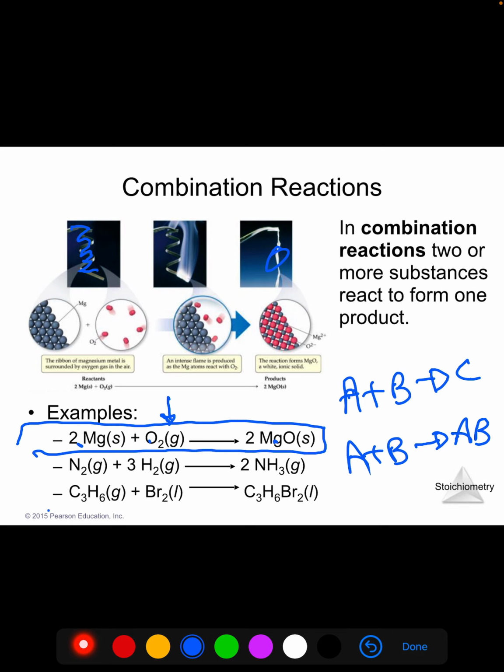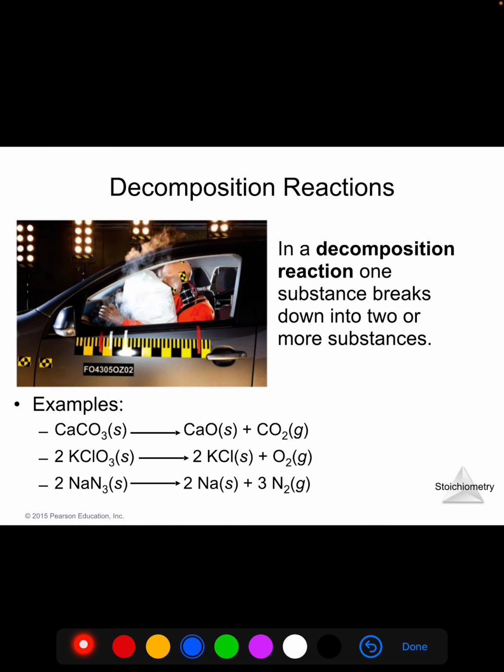Okay, but here in this other example where you brominate a sample of propane, it's not so simple as A plus B goes to AB. You make a whole new compound C, okay? I don't want to confuse things, and it's best just to describe the reaction.